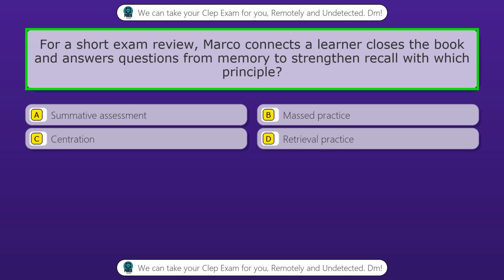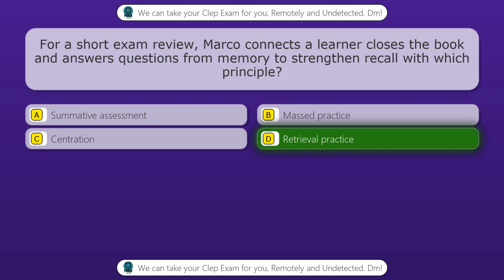Question 37. For a short exam review, Marco connects a learner closes the book and answers questions from memory to strengthen recall with which principle? Option A, summative assessment. Option B, massed practice. Option C, centration. Option D, retrieval practice. The correct answer is option D, retrieval practice.